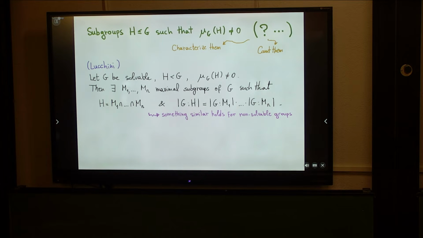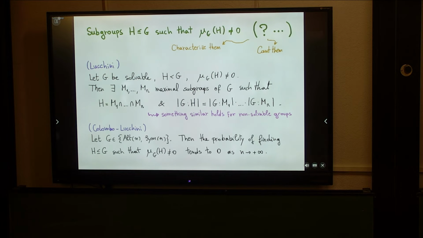This holds if G is solvable, but if G is not solvable, there are similar results that are longer and more complicated to explain, always from Lucchini, for subgroups such that the Möbius function is different from zero. As for counting them, for example, a result of this type: we can consider G an alternating group or symmetric group, and then the probability of finding a subgroup H such that the Möbius function in H is different from zero tends to zero as n tends to infinity. So the number of these subgroups is small with respect to the number of all subgroups.